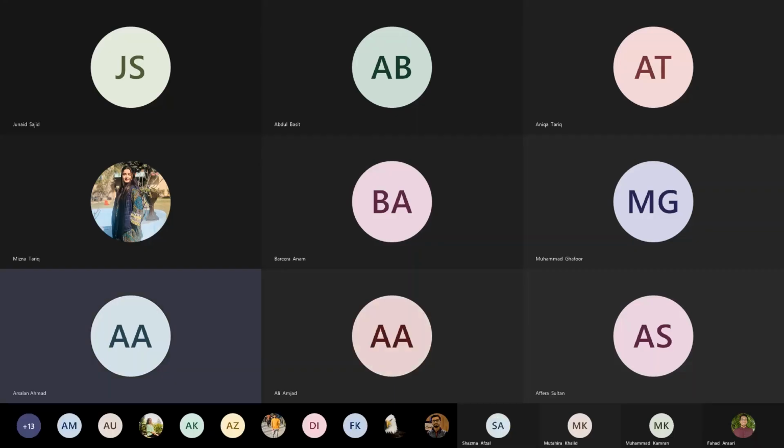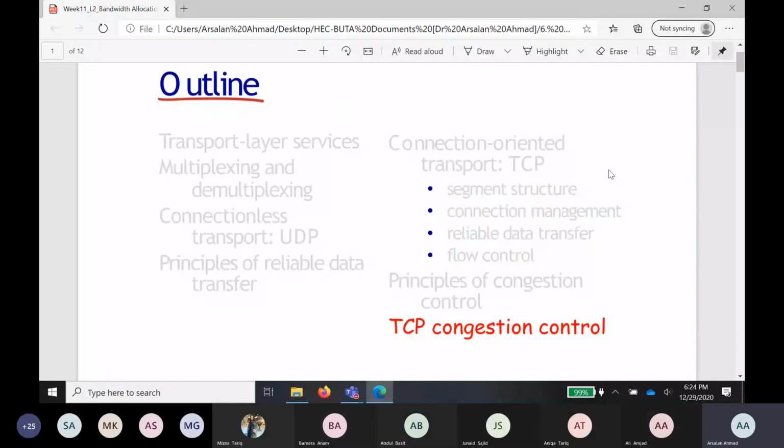Well, let's continue our discussion of transport layer. In the last lecture, we started the last topic of transport layer, which was congestion control, and obviously we will move towards the study of TCP congestion control. But before that, just a very quick brief recap.